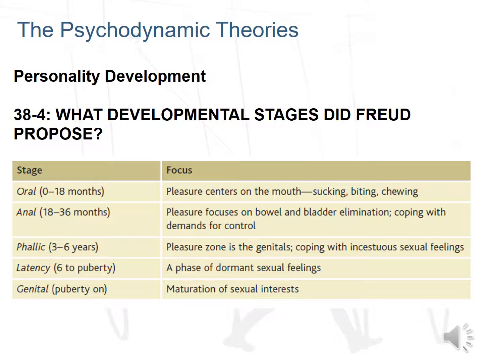The phallic stage is from 3 to 6 years. The pleasure zone is the genitals, coping with incestuous sexual feelings. The fourth stage is latency, which lasts from age 6 to puberty. This is a phase of dormant sexual feelings. And the last stage is the genital stage from puberty on, and this is the maturation of sexual interest.